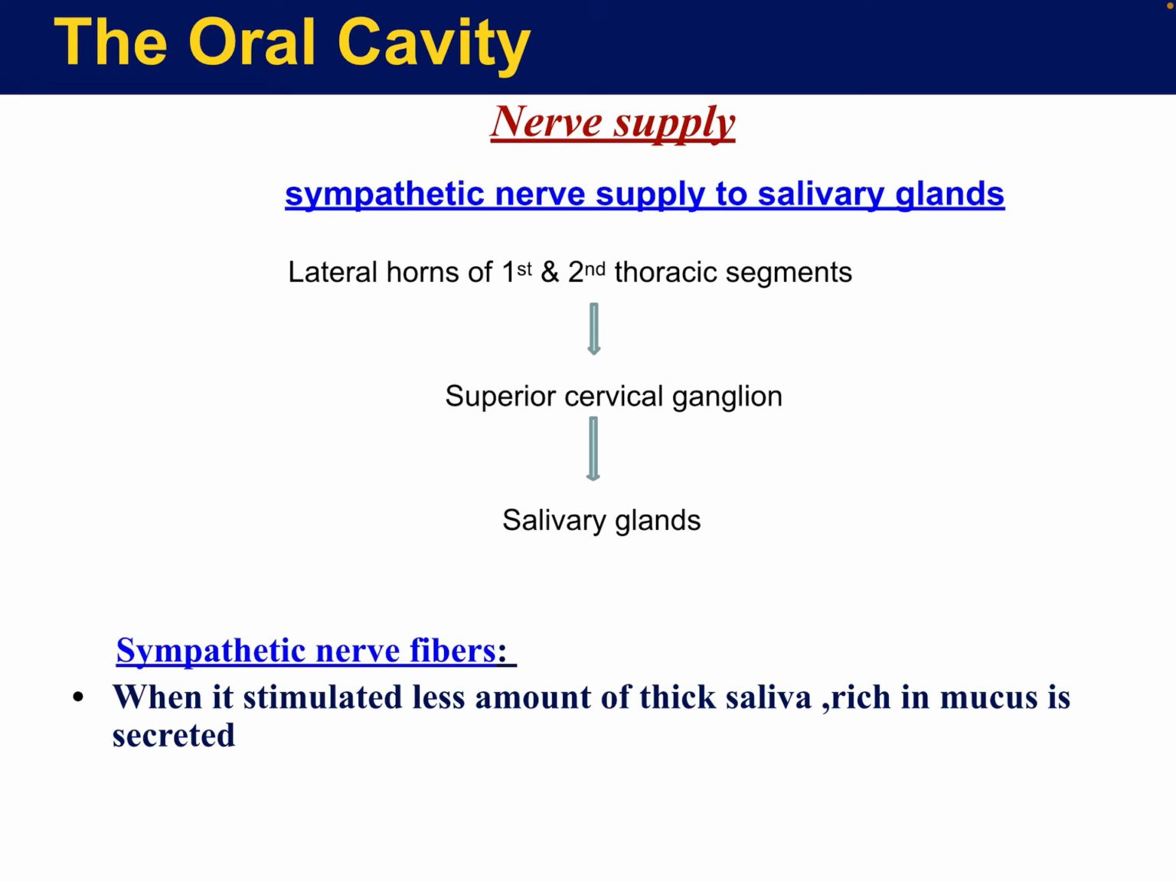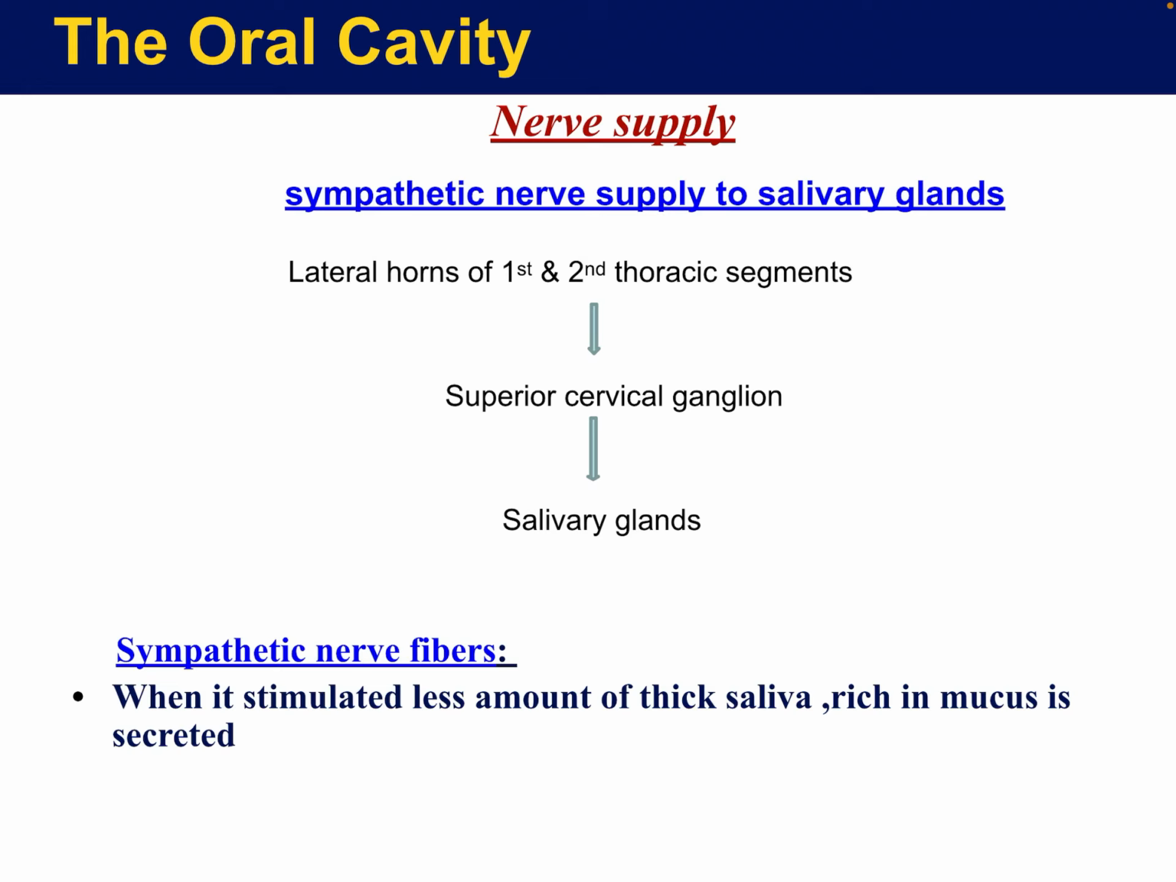First, we are going to discuss the sympathetic nerve supply to salivary glands. Sympathetic preganglionic fibers of salivary glands arise from lateral horns of first and second thoracic segments of the spinal cord. The fibers leave the spinal cord through the anterior nerve root and end in the superior cervical ganglion of the sympathetic chain.